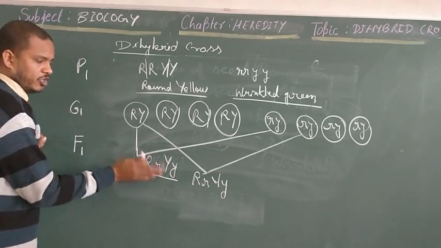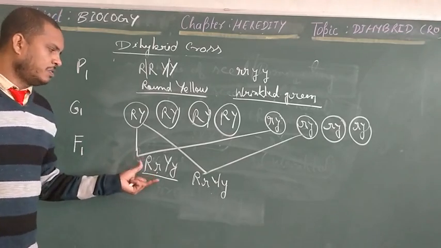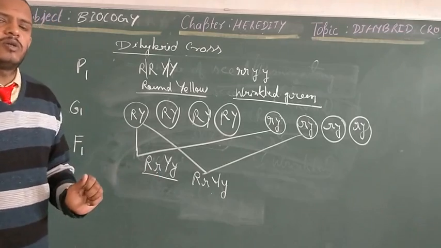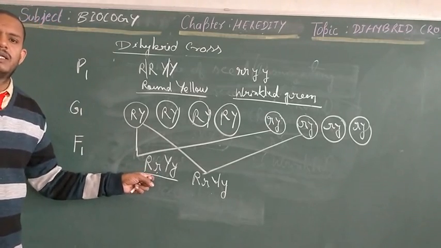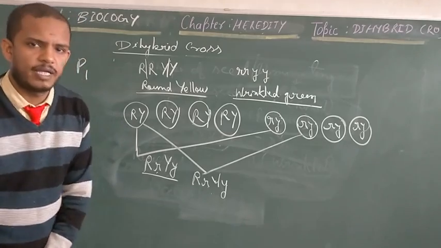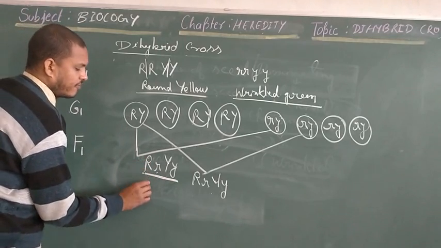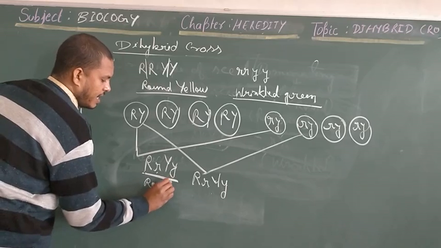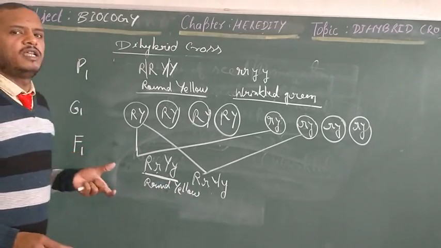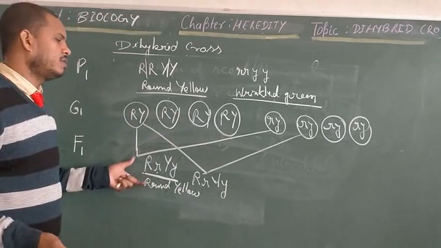Okay. Now this is the genotype. What about morphology or phenotype? This is going to be round yellow because according to the law of dominance, I told you that if the dominating trait is present, then the expression of the dominating trait takes place, not the recessive one. So this is going to be the expression of round and yellow. So in the F1 generation, all individuals are heterozygous and the morphology or phenotype is round yellow.